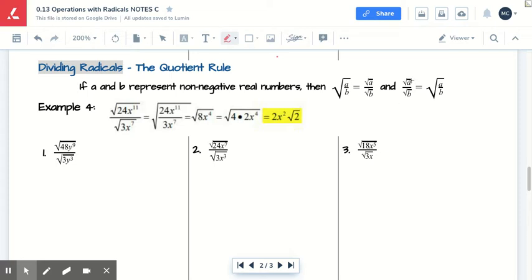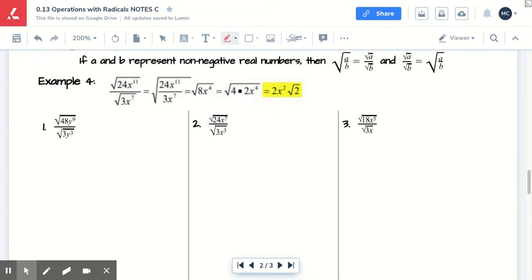This also works in reverse. So if you have a radical divided by another radical and they're the same index, then you can turn it into one big radical with the fraction on the inside. So there's an example here for you to look at. I'm going to let you look through that one on your own. And we'll do these examples here at the bottom.